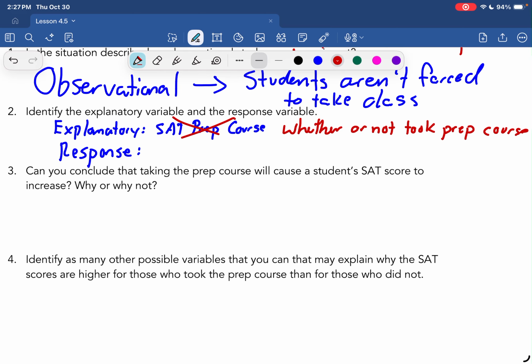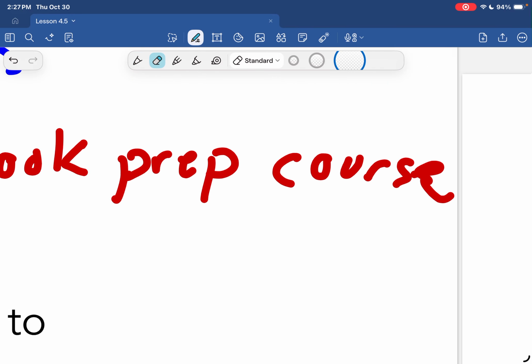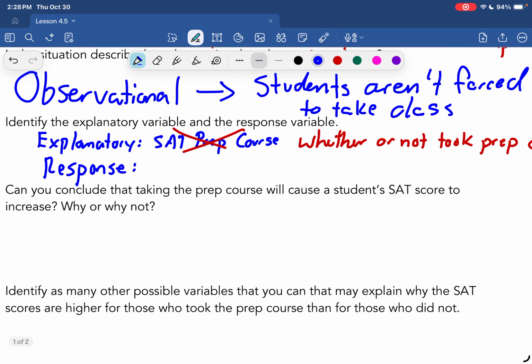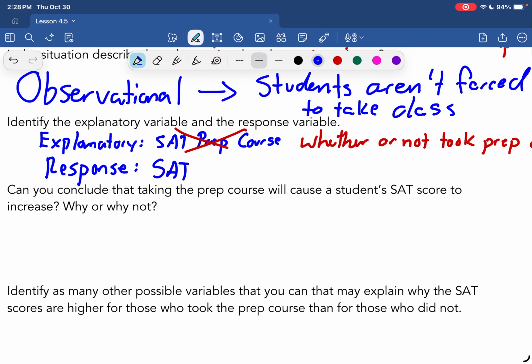Now we're looking at our response. I think that one's a little bit easier. I don't see a lot of major issues with figuring out that one. That one's pretty straightforward. Our response is just their SAT score.